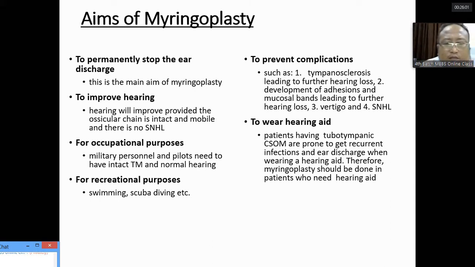And in old age especially, some patients want to have a hearing aid, but the perforation is there in the tympanic membrane. We also advise them for the myringoplasty, because if the patient wears a hearing aid with a perforated tympanic membrane, there is a high chance of recurrent ear discharge. So the patient will again have to go for medications. To prevent that, and when there is an intact tympanic membrane, even after the surgery there is an improvement of hearing status in contrast to the perforation. So we also advise myringoplasty for patients who go for a hearing aid with a tympanic perforation.